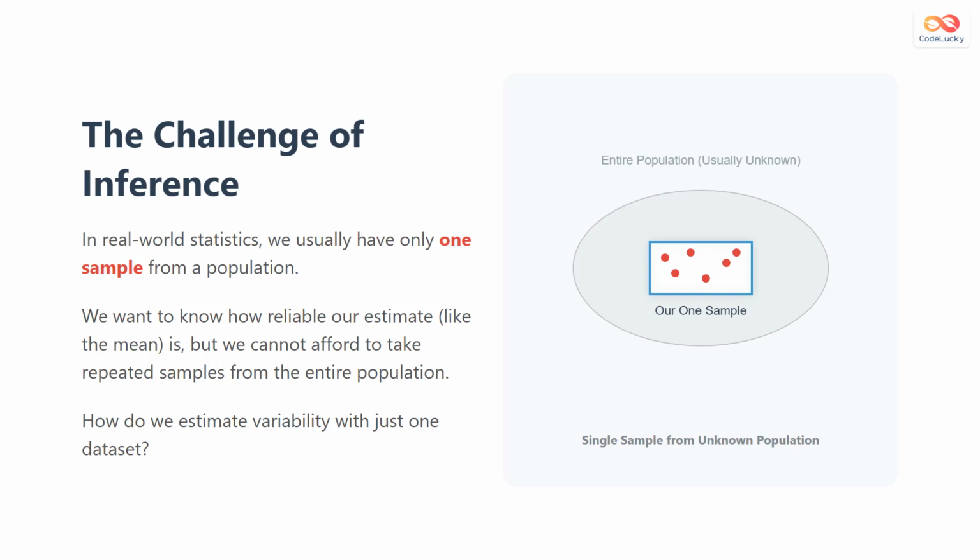Let's start with the basic problem we face in statistics. Usually, we only have one single sample from a much larger unknown population. We want to know things about the population, like the average height or income. But since we only have one set of data, it is hard to know how much our estimate might vary if we had taken a different sample. We can't just go out and collect data from the entire population again and again.